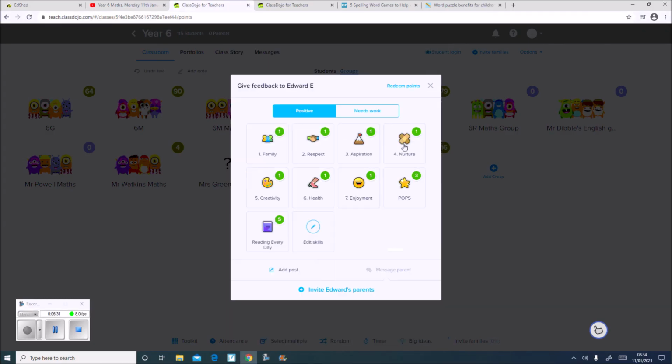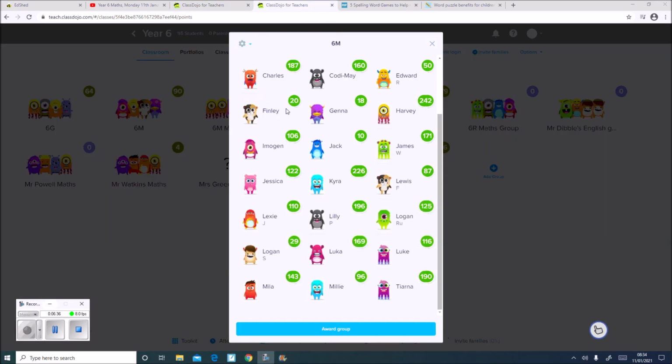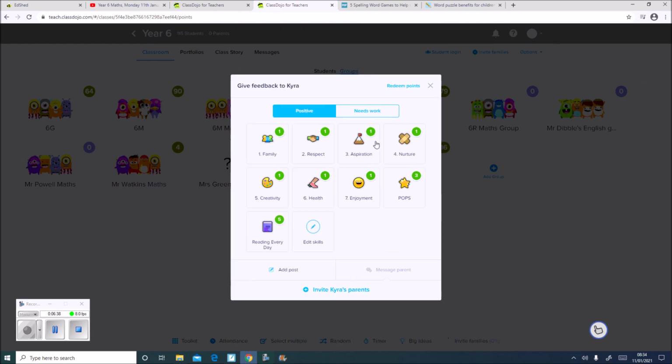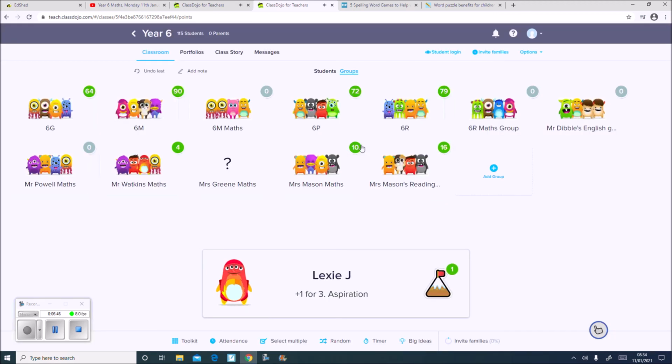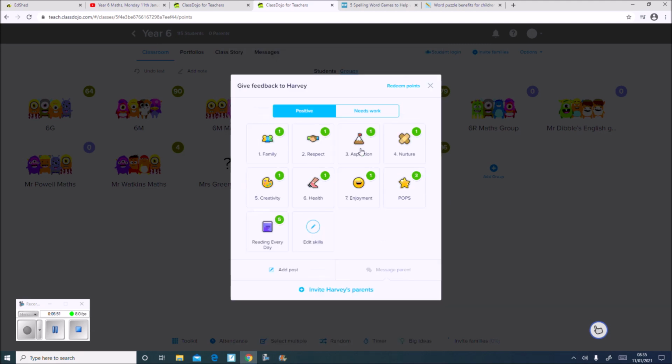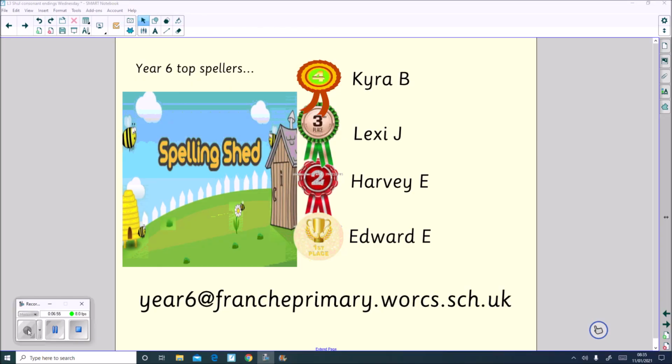So first of all, Edward, well done. And we have Kyra. We have Lexi. And we had Harvey. So again, massive well done to all those children who have been engaging with Spelling Shed and sending work in. It really makes our day, guys, when we hear from you and we hear from your parents. So keep up the good work.